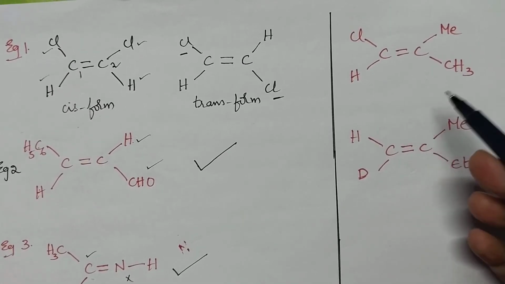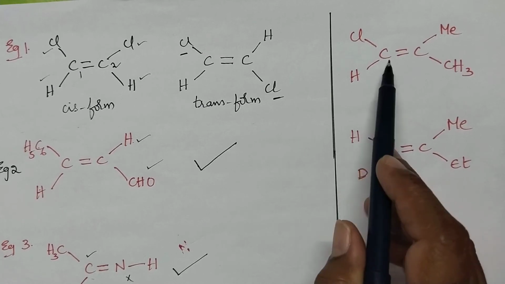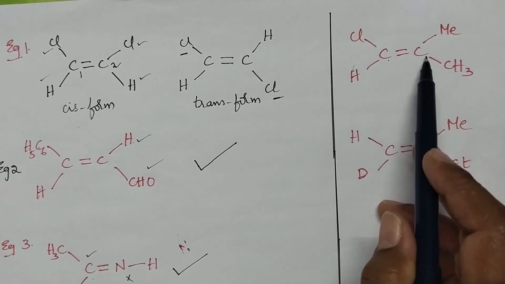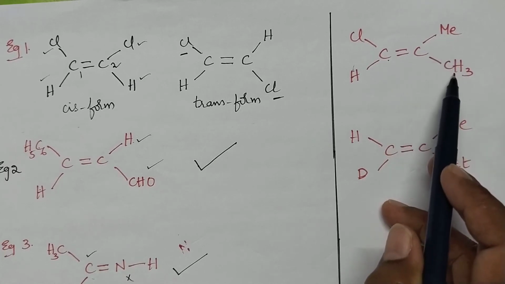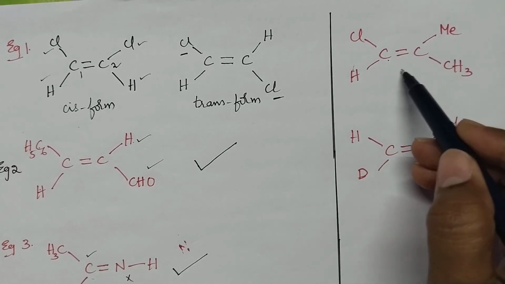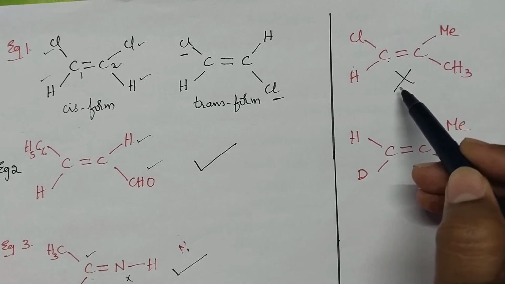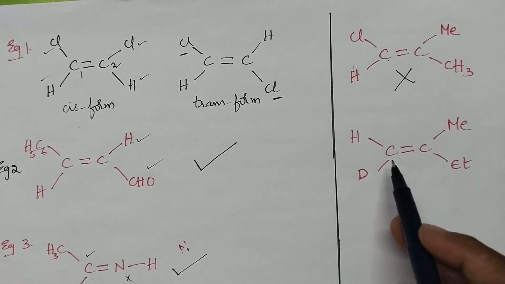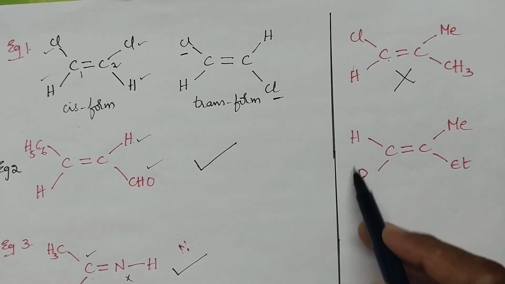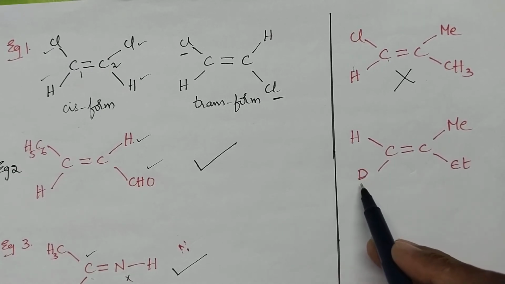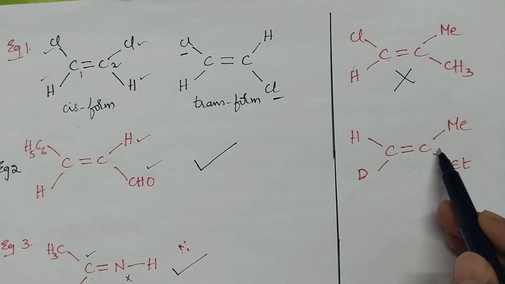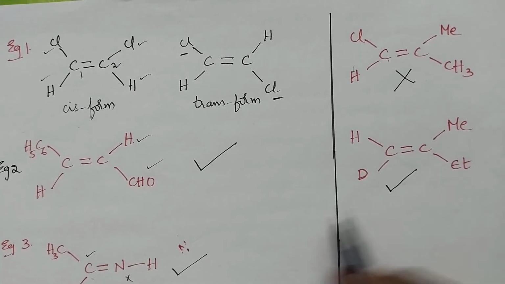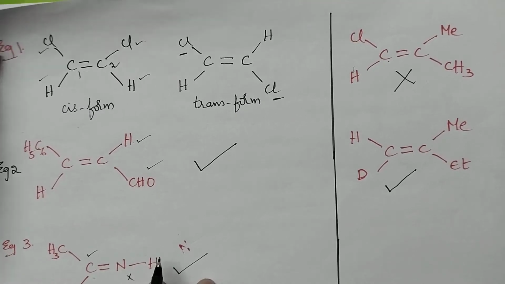Let us see a few more examples. Here in this case, on the first carbon atom, the atoms are different, but coming to the second carbon atom, it is methyl, and it is also methyl group, so it will not exhibit geometrical isomerism. And coming to the second example, here on the first carbon atom, different atoms are present, hydrogen and deuterium, and on the second carbon atom, methyl and ethyl groups are present, and hence it exhibits geometrical isomerism.